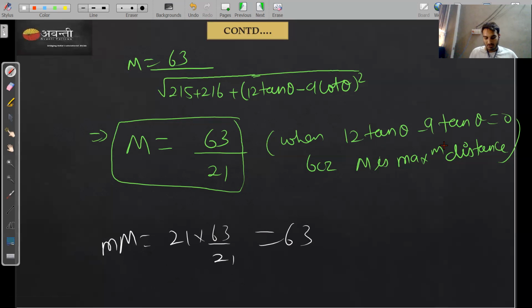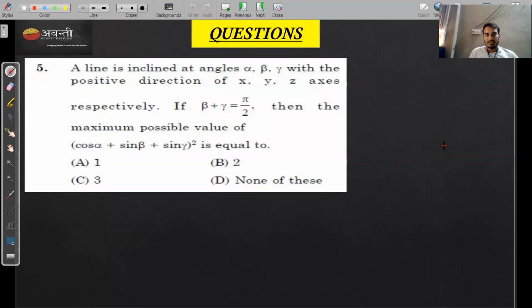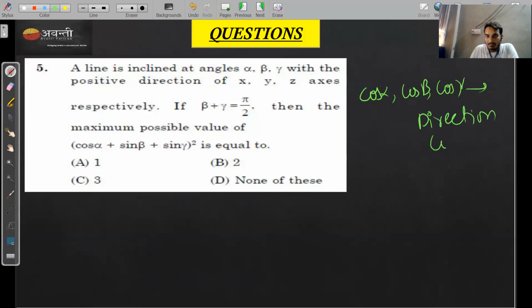Okay. Now the next question. The next question is a very easy one, right? I hope everyone has got the right answer to this question. Okay. So alpha, beta, gamma are the angles with the positive directions of the XYZ axes respectively, on the line. It means from the question one thing is clear: cos alpha, cos beta, cos gamma are direction cosines, right?